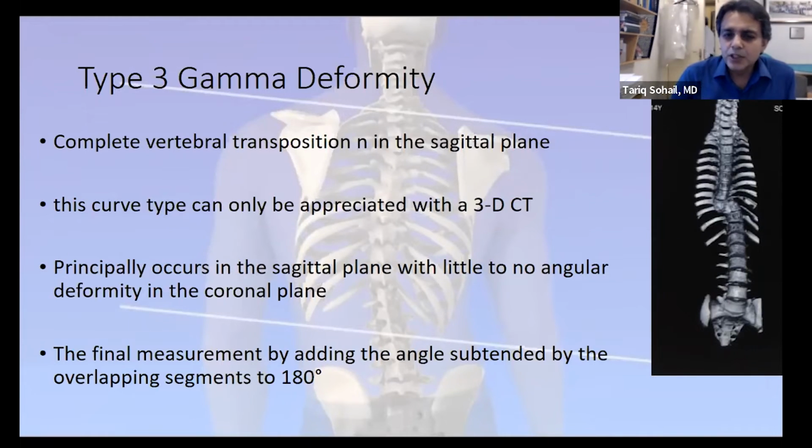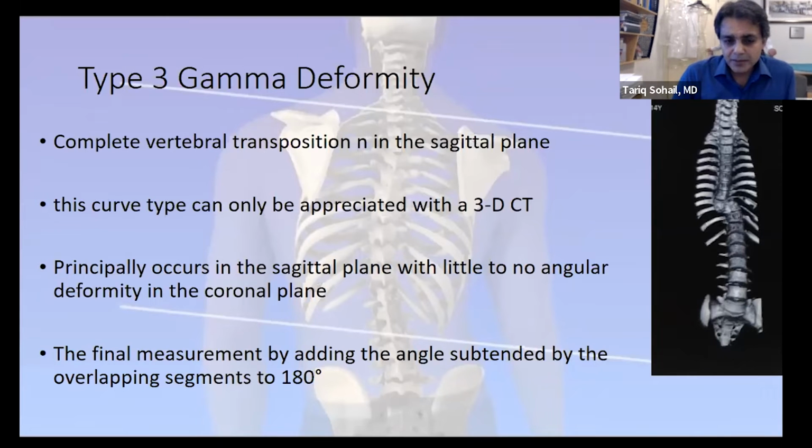There is complete vertebral position in the sagittal plane at D9-10 level. This curve type can only be appreciated with a 3D CT scan. A normal CT scan or a simple X-ray won't tell you the gravity of this deformity. Principally, this deformity occurs in the sagittal plane, and the coronal plane is pretty much normal.